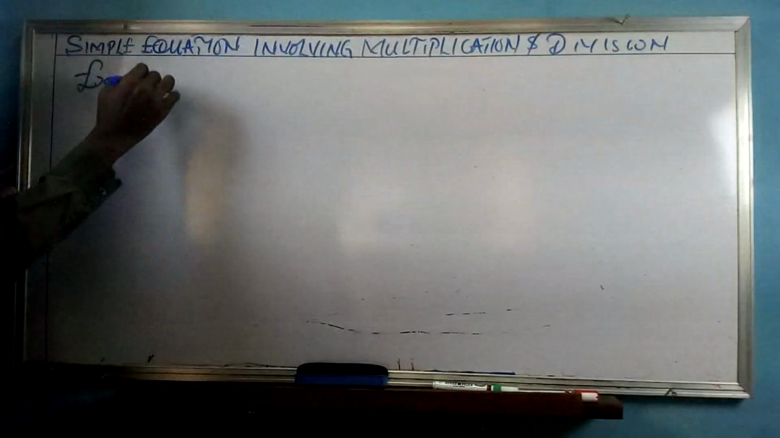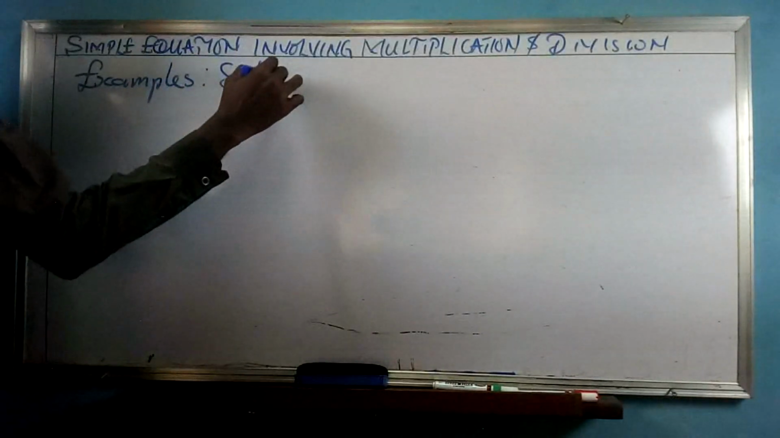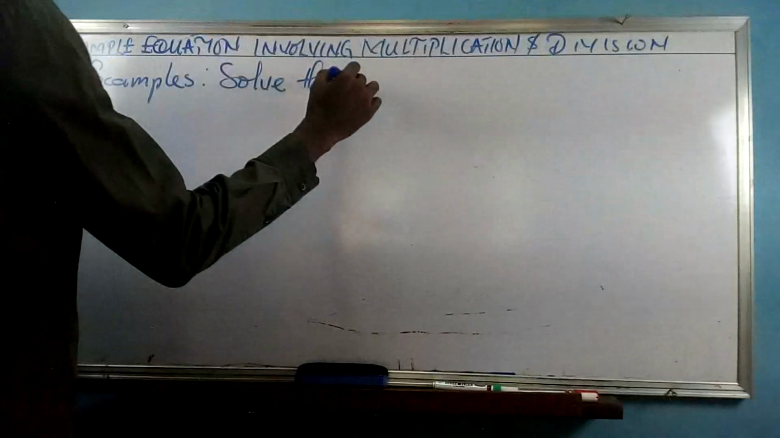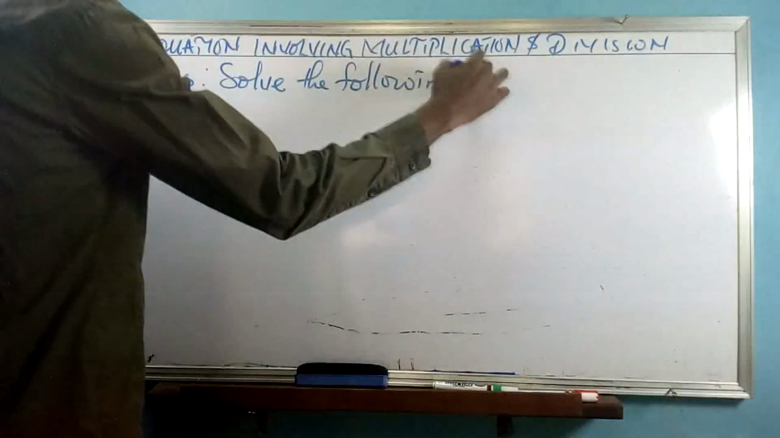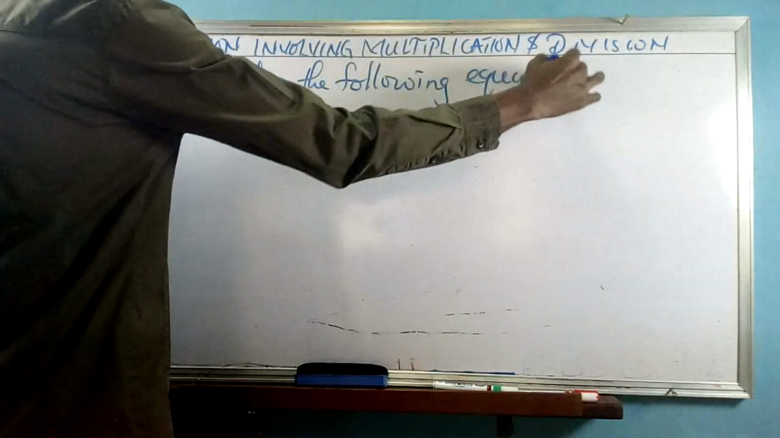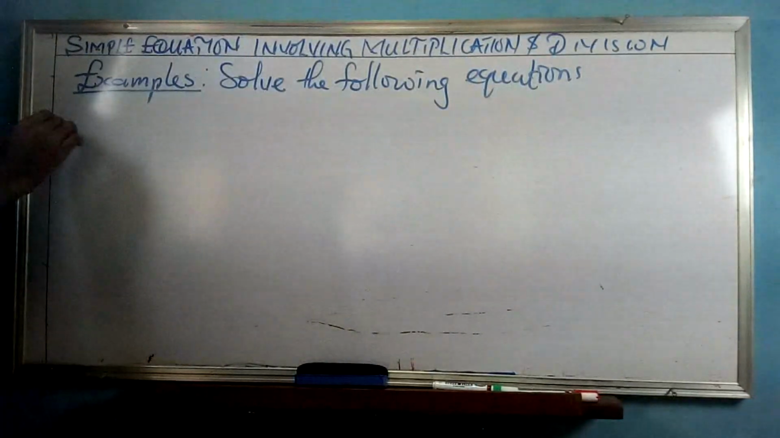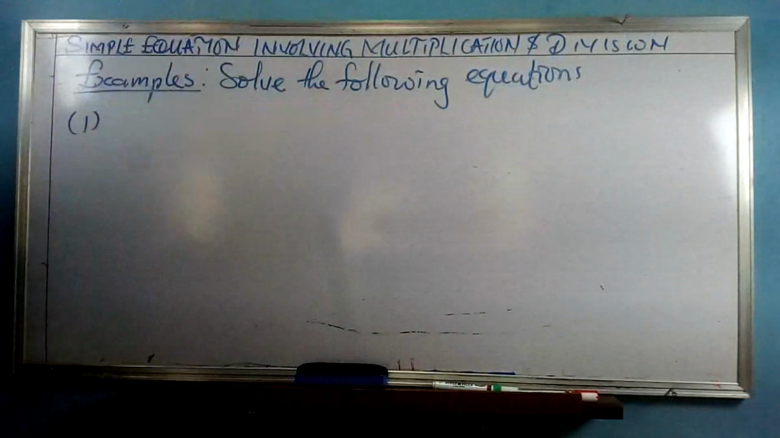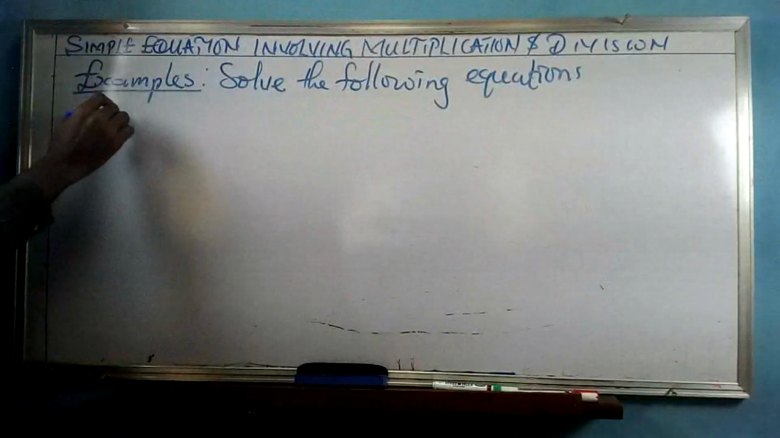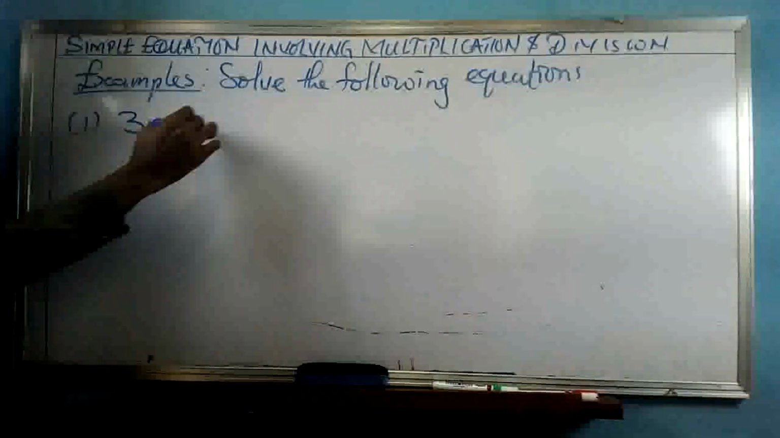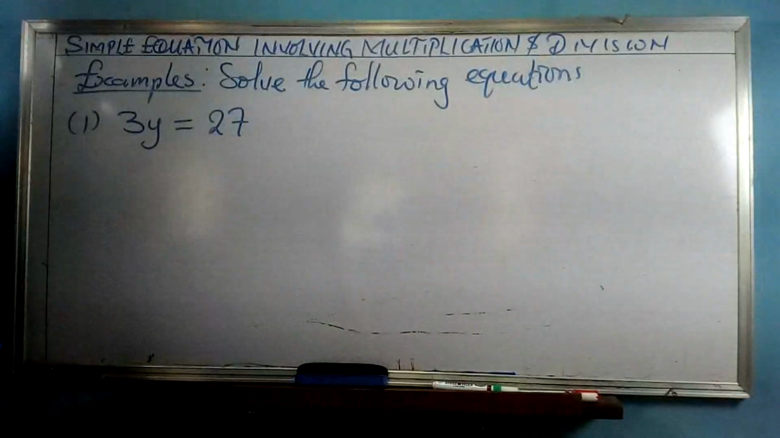Example. Solve the following equations. Number 1, right here, so we can all see it clearly. Number 1, we have 3y equals 27.